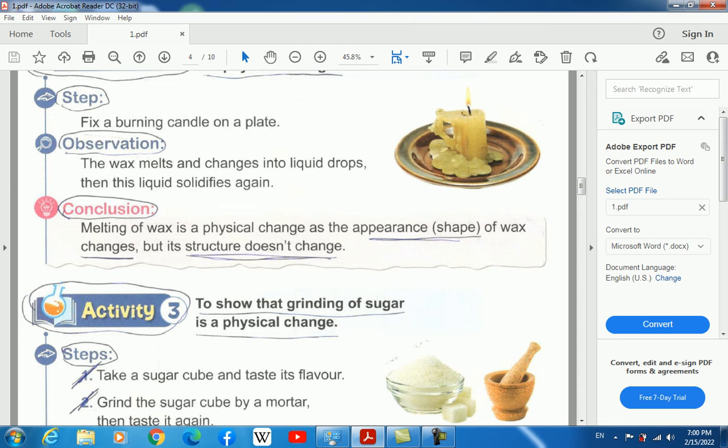So, what's the conclusion of doing that? Melting of wax is a physical change, as the appearance or the shape of the wax changes, just the shape, but its structure does not change. It doesn't turn to something else, it is still wax.